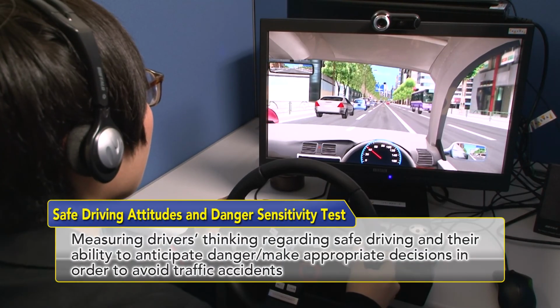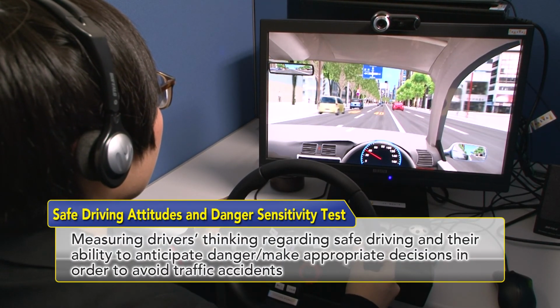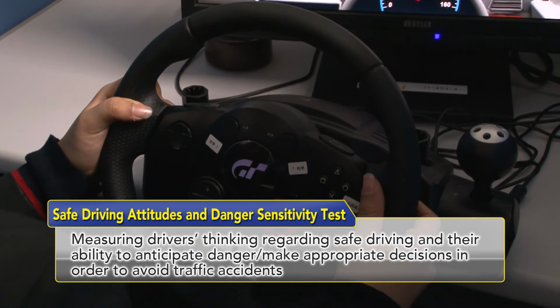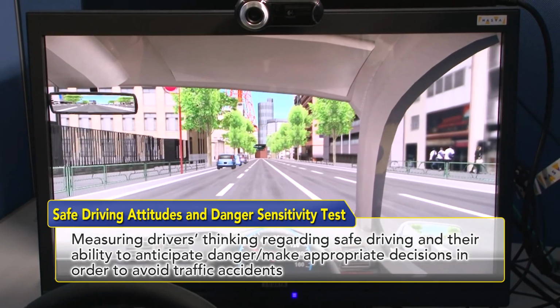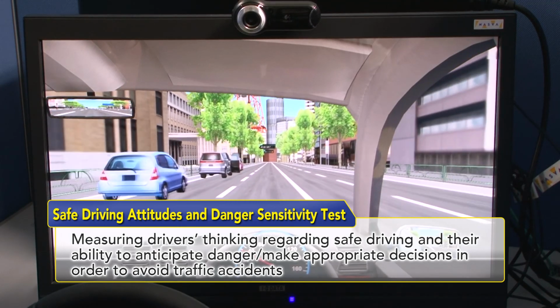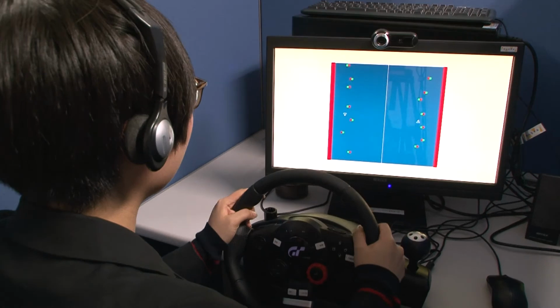The fourth test is the Safe Driving Attitudes and Danger Sensitivity Test. This test measures drivers' thinking regarding safe driving and their ability to anticipate danger and make appropriate decisions in order to avoid traffic accidents. Measurements are based on simulated driving data for several driving courses using CG simulation.